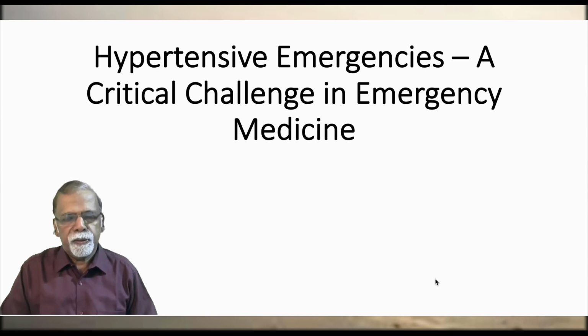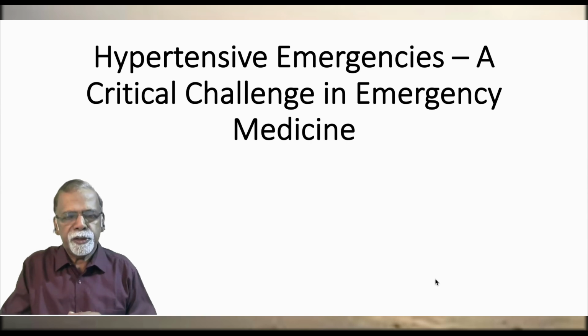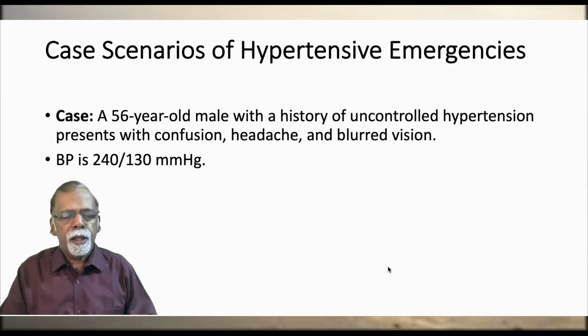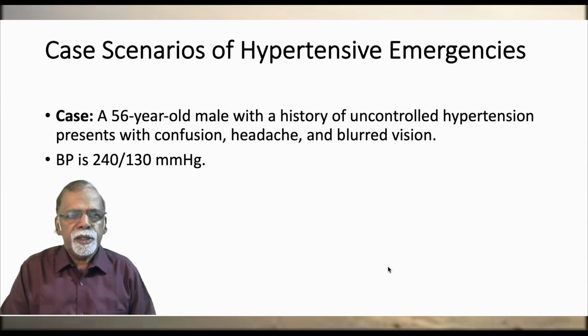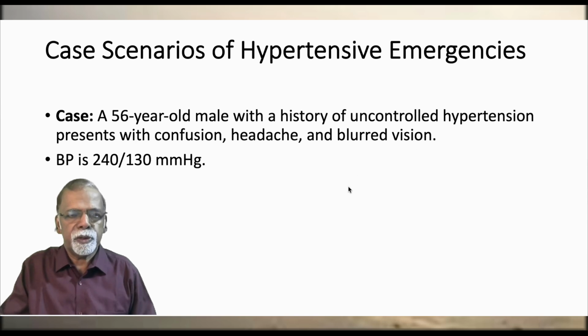Today I'll be discussing a few cases which are critical challenges in emergency medicine, that is hypertensive emergencies. Take case number one. This is a 56-year-old male with a history of uncontrolled hypertension, who presents with confusion, headache, and blurred vision. His BP is 240 by 130 millimeters of mercury.